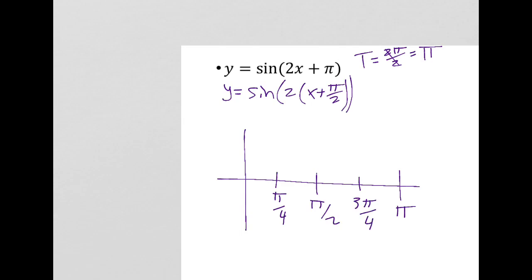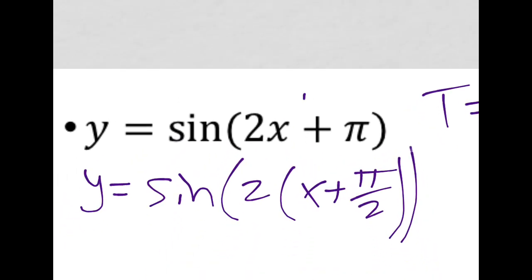Have you noticed yet that that third one always has a 3 in the top? Whoa, that's cool. And the denominator is always the same as that first one. Whoa, that's also cool. Okay, but then what is our transformation?